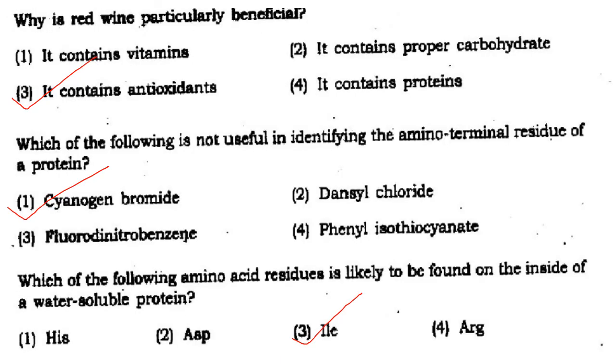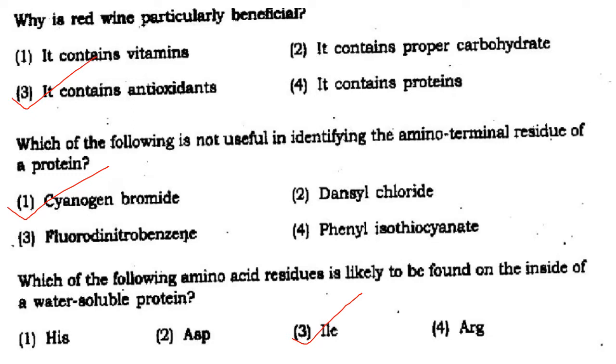Next one, why is red wine particularly beneficial? Option 1 it contains vitamins, option 2 it contains proper carbohydrate, option 3 it contains antioxidants, and option 4 it contains proteins. Answer is option 3 it contains antioxidants.